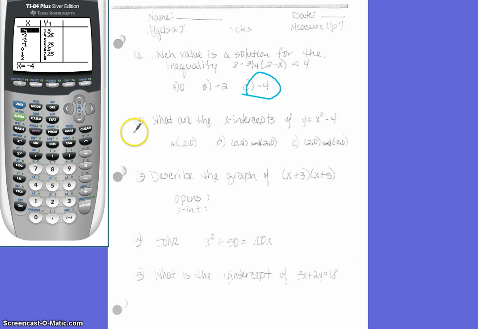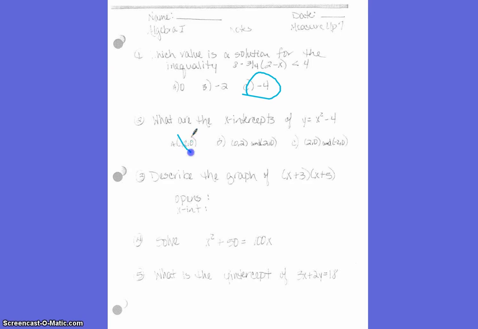Number 2, what are the x-intercepts of y equal x squared minus 4? When you have an equation, you go to y equal. It's going to be x squared minus 4. X-intercepts are simply where it crosses the x-axis. So you could do zoom 6, and you can go, okay, well, it's crossing it twice, so that's going to rule out your first answer choice because it only has one, okay?